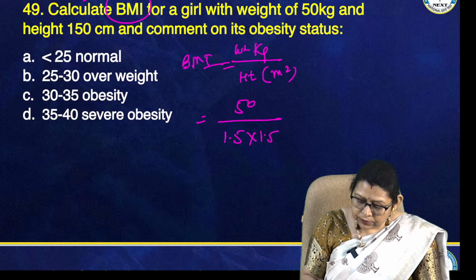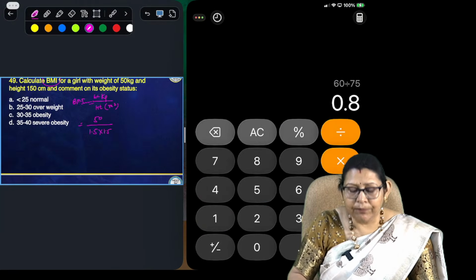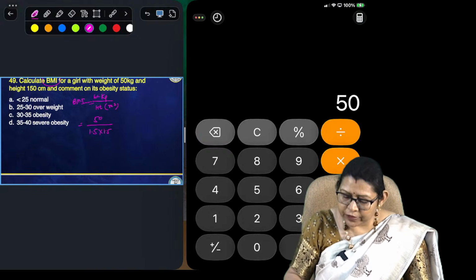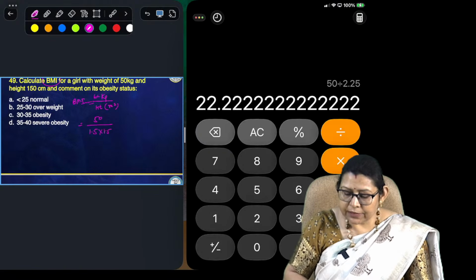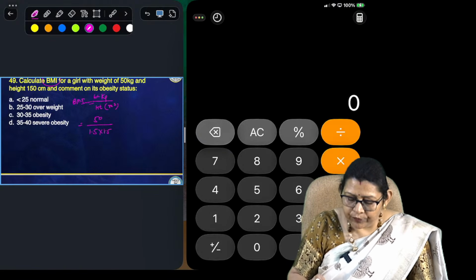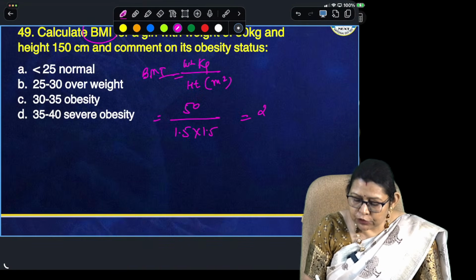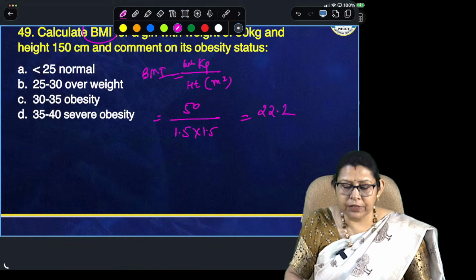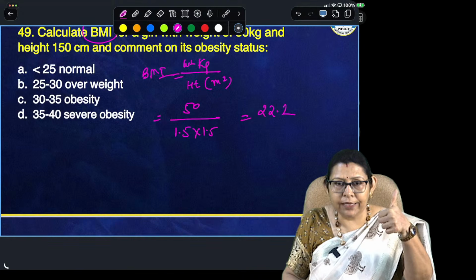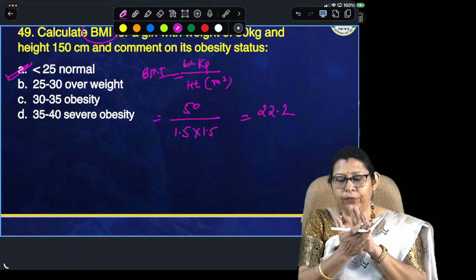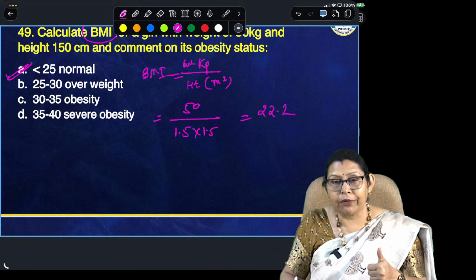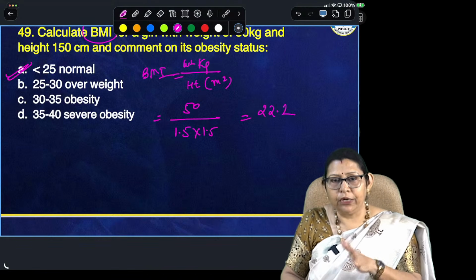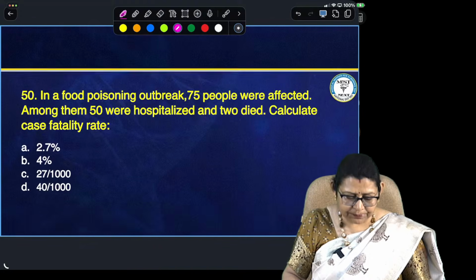ठीक है, so I'll be using the calculator and your weight is 50 kg. 1.5 into 1.5 is 2.25, so divide this by 2.25 and this is coming as 22.2. ठीक है, so my BMI is 22.2 and I know that it is less than 25. So it is your normal. So yes, you had started answering. A is a correct answer. A big clap for all of you that you know the formula, you had calculated and you know that it is normal or abnormal. 25 to 30 overweight, 30 plus it is obesity.